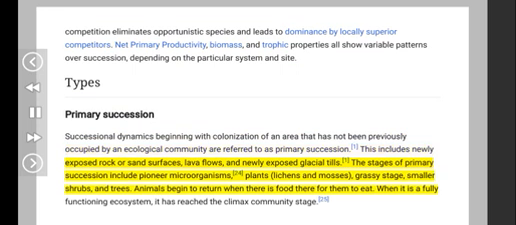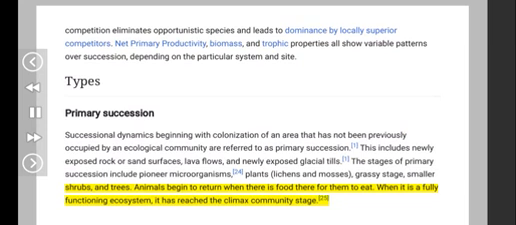The stages of primary succession include pioneer microorganisms, plants, lichens and mosses, grassy stage, smaller shrubs, and trees. Animals begin to return when there is food there for them to eat. When it is a fully functioning ecosystem, it has reached the climax community stage.